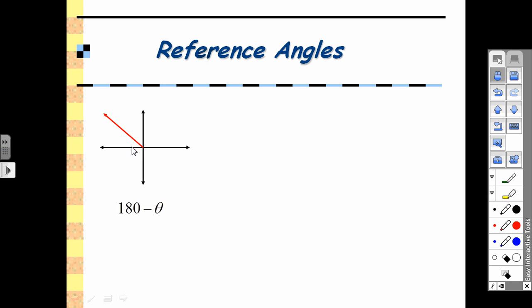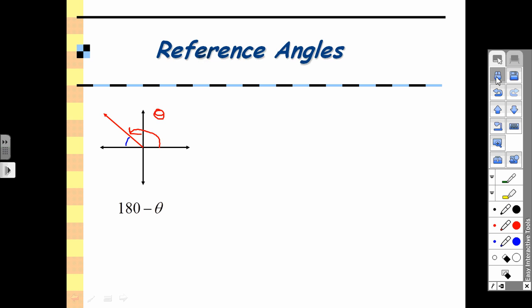So the first reference angle that we're going to talk about is one that's here in the second quadrant. If I had an angle like this that's in the second quadrant, and I call that theta, and I wanted to figure out what this angle was, because that's going to be the reference angle, obviously I'm going to have to go around an entire 180 degrees and then subtract theta, and that will give me the remaining piece. So the formula would be 180 minus theta.